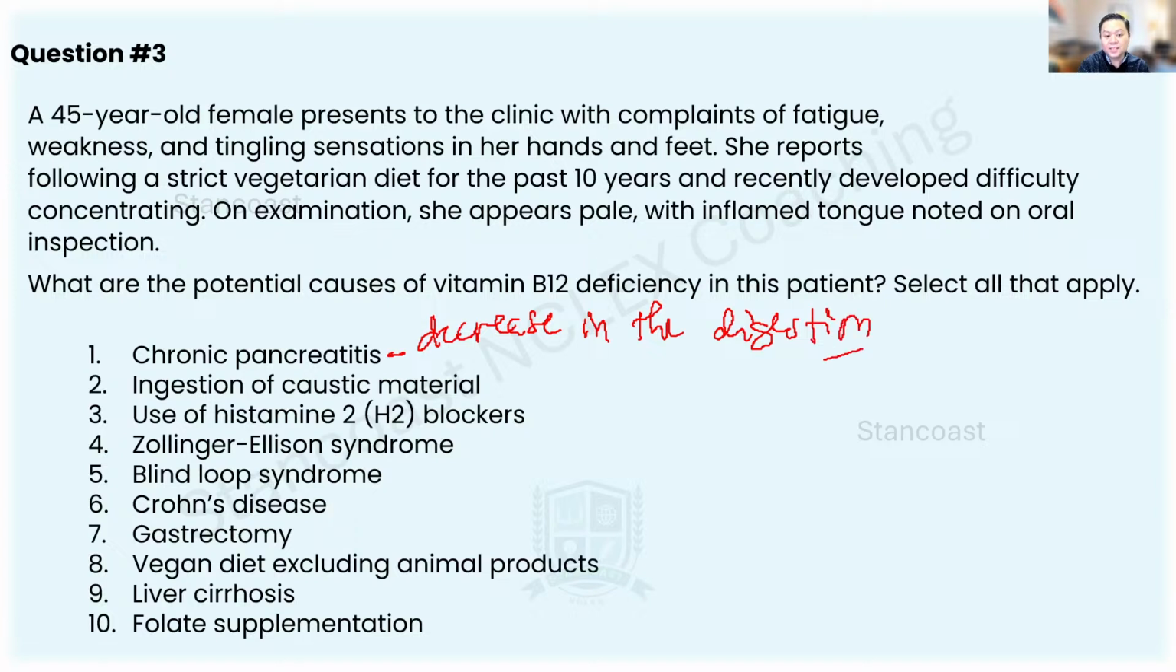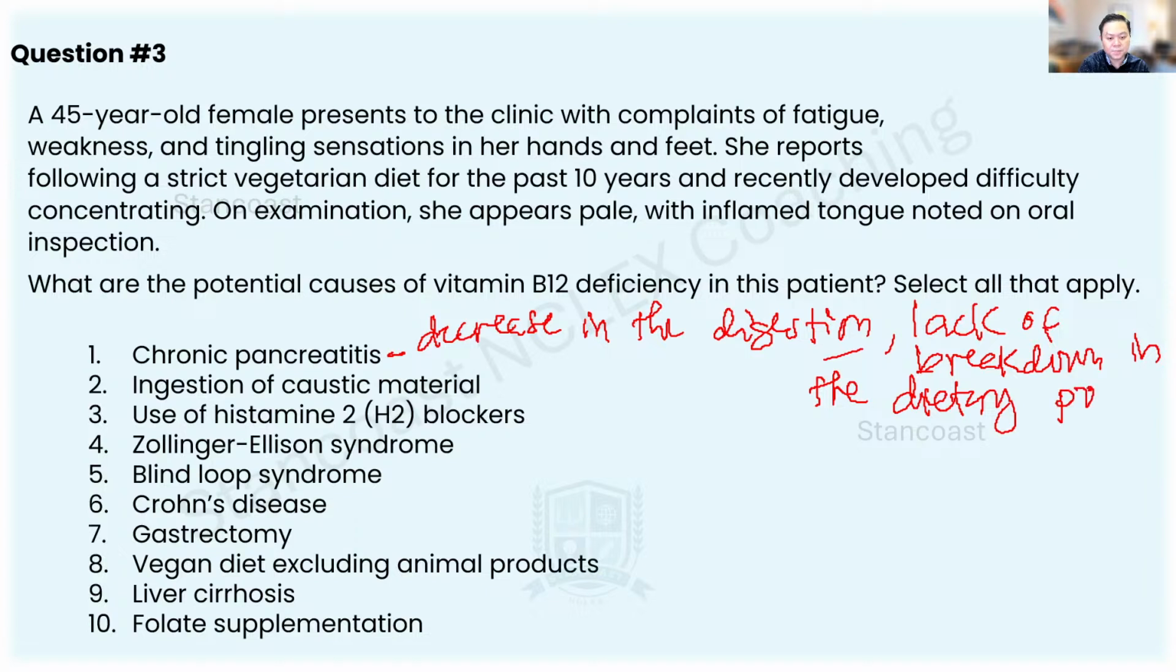So there's also going to be a lack of breakdown of dietary proteins, especially those containing vitamin B12, right? And so with chronic pancreatitis, there will be less absorption of those essential nutrients, and this can lead to vitamin B12 deficiency. That is why this is one of our correct answers.